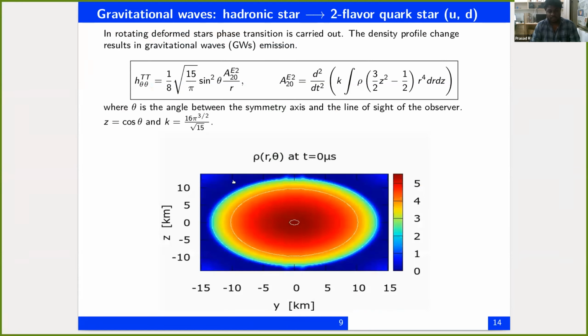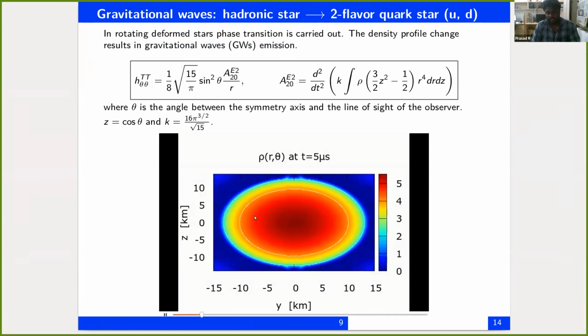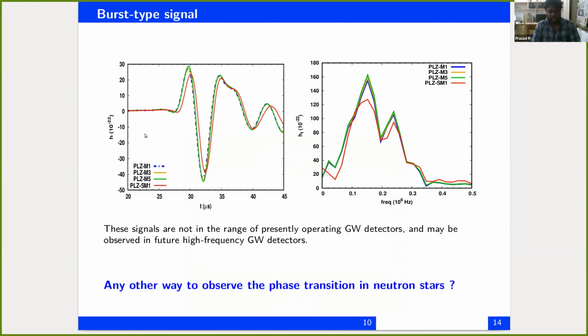And similarly, during the phase transition process, which I described now, the star's density continuously undergoes rearrangement. And we have done the phase transition up to 5 kilometers where shock strength is high. After 5 to 6 kilometers, only the pure shock propagates and doesn't cause any phase transition. And the gravitational wave can be extracted by this density change, and we obtain the gravitational wave.